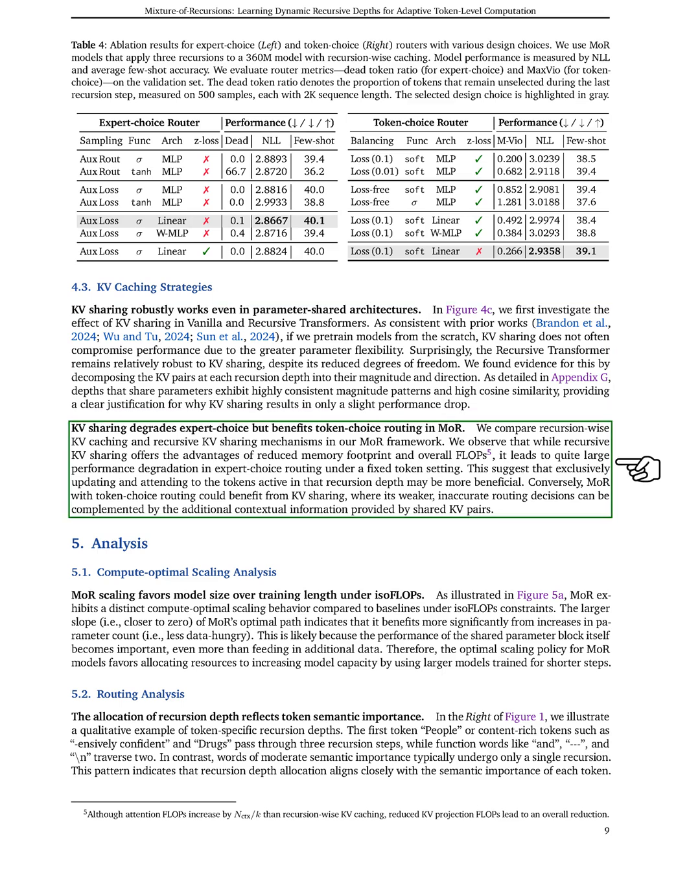We also compare recursion-wise KV caching and recursive KV sharing in our Moore framework. We observe that while recursive KV sharing reduces memory usage and overall computations, it significantly degrades performance in expert choice routing under fixed token settings. This suggests that focusing on tokens active at that recursion depth may be more advantageous. In contrast, Moore with token choice routing benefits from KV sharing, as the additional context from shared KV pairs can help improve its less accurate routing decisions.